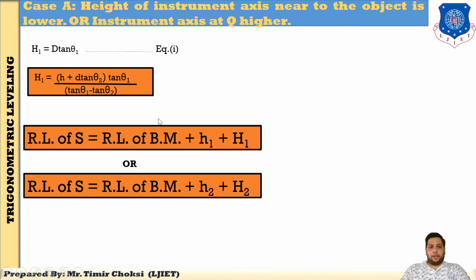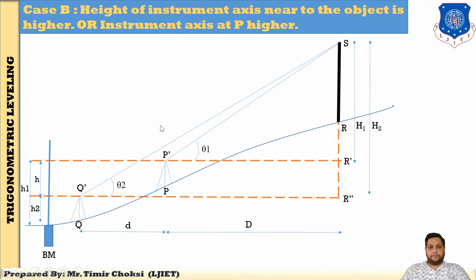Now, second case: similar, but here P is higher. So the height of the instrument axis is near the object. SR is our object, P is the instrument near the object, and its side is higher. Q is lower. So same step number 1: draw the figure. Here the instruments are taken at P and Q.